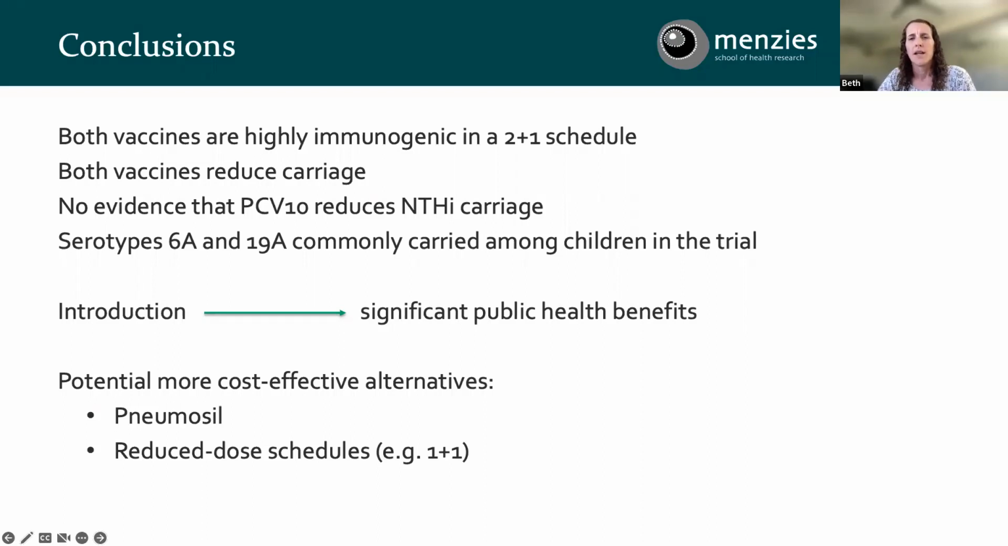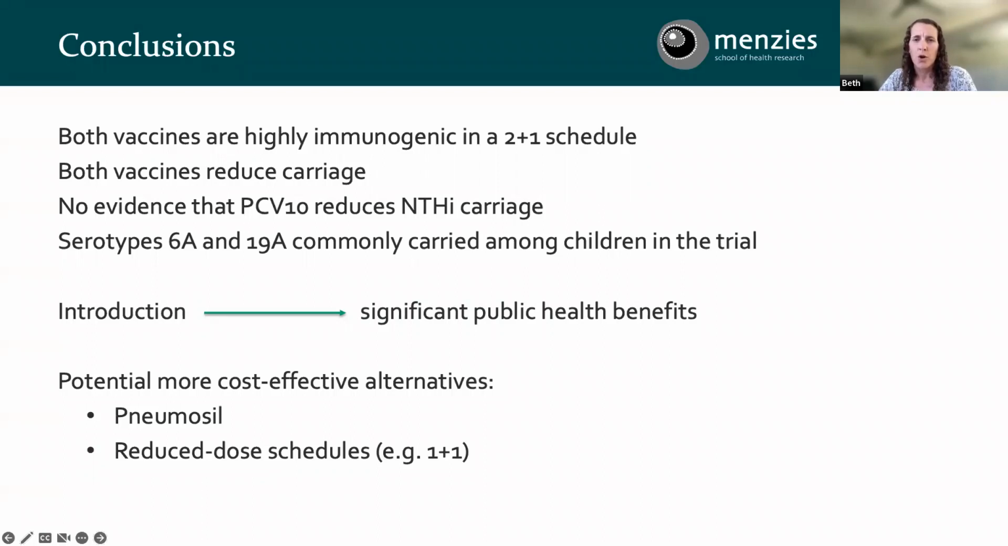In the interest of time, I wasn't able to show the data, but we also looked at the effect of PCV10 on NTHI carriage, and we found no evidence that PCV10 reduces either the prevalence or the density of NTHI carriage. We found that serotype 6A and 19A are commonly carried, and as I mentioned, the relative contribution of those different group 6 serotypes to invasive disease could have important implications for product choice in this setting. Overall, though, we can conclude that the introduction of either vaccine would bring significant public health benefits.